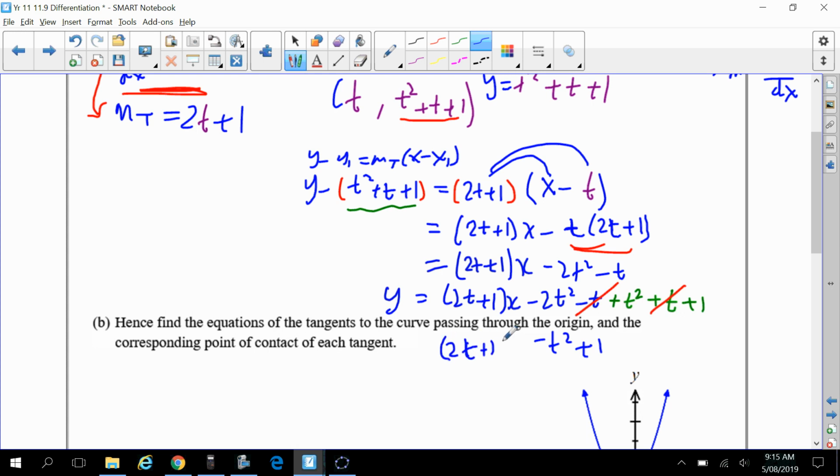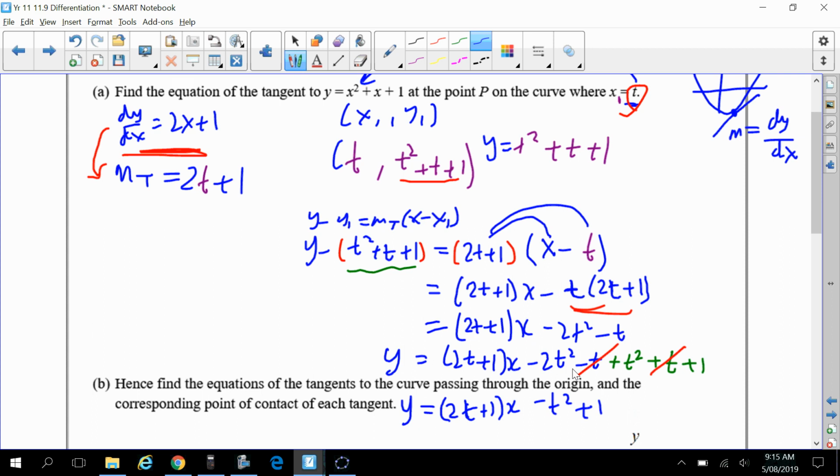So the gradient, remember, do not take it apart. It's meant to get together. That's your gradient. So it's like gradient-intercept form, y equal to mx plus b. Your b is negative t squared plus 1. And that's required for the second part, for part B.